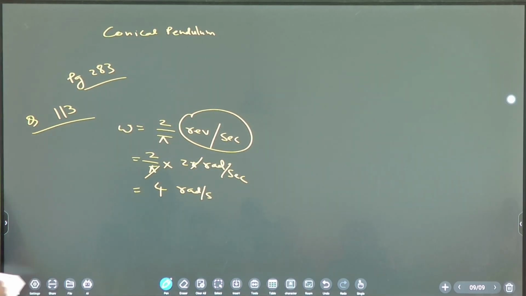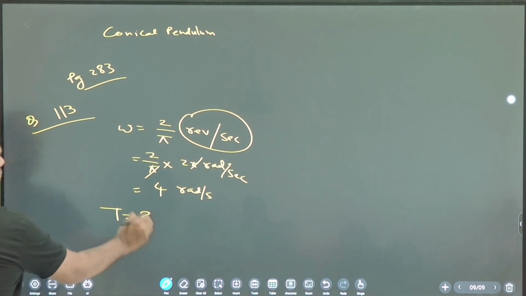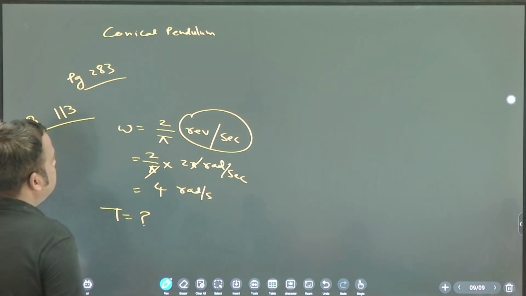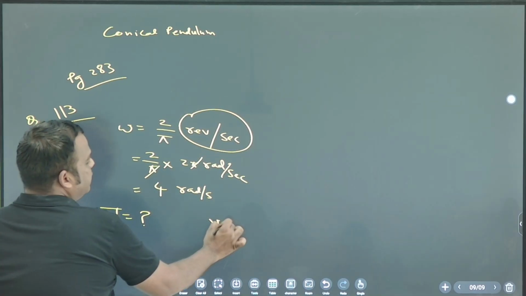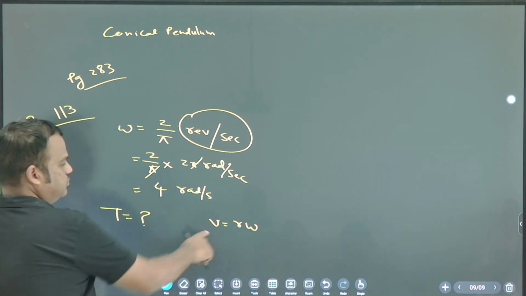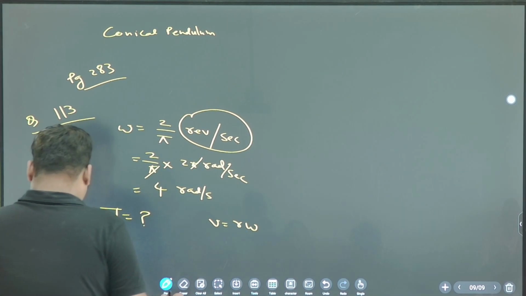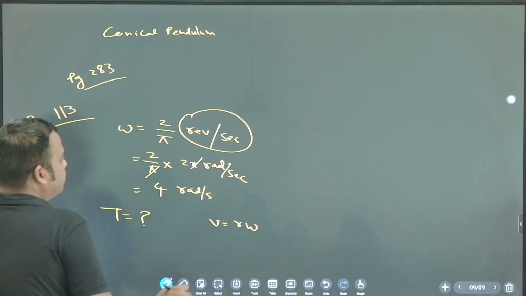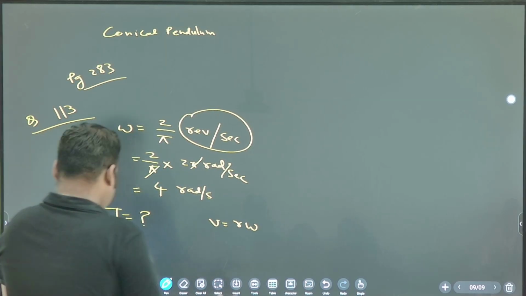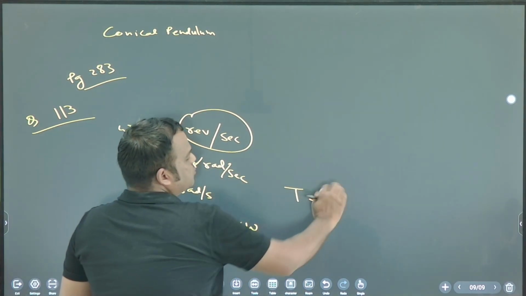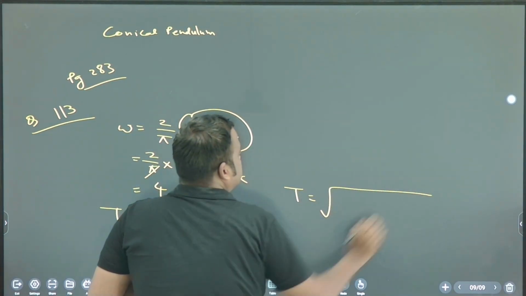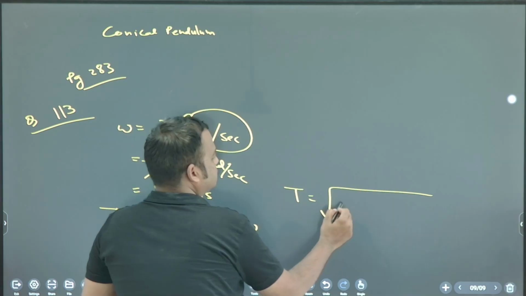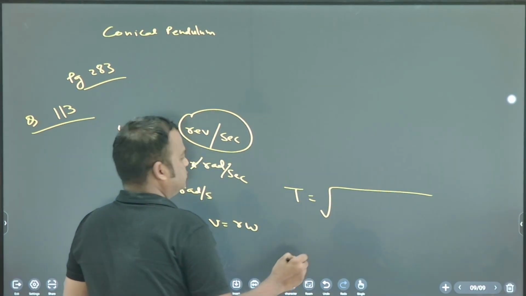What is the tension? You have to find tension. Now V, what is the formula for V? R omega. And tension, what is the value? Tension formula? Remember, tension formula is square root. Tell me. Conical pendulum.